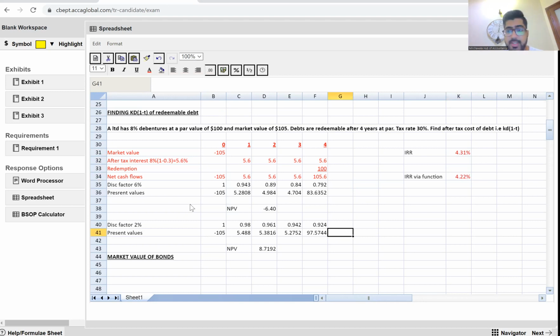So can you see how much time you've saved? IRR via function is just equals IRR and NCF from 0 till last year. Whereas if I don't use the function, I lose the professional marks, as well as market value outflow, after tax interest inflow, redemption, net cash flow, then first discount factor from the formula sheet, then multiplying to get present values and NPV, then increasing, decreasing to get second. Very long. If you have the concept that cost of debt of redeemable is via IRR, just apply market value outflow, after tax interest inflow, redemption, net cash flows, and use the IRR function.